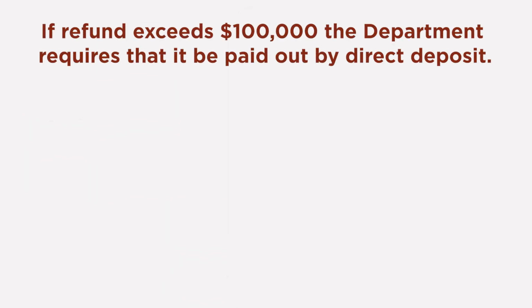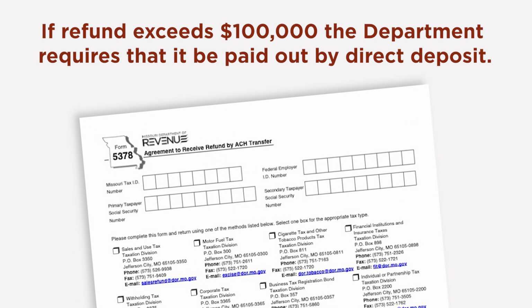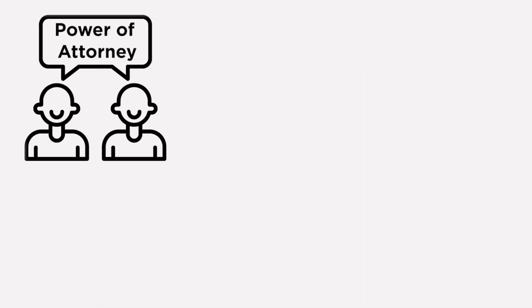If your refund amount exceeds $100,000, the department requires that it be paid out by direct deposit. For this, you must include a copy of Form 5378, completed and signed by an authorized person on the business account, providing the account information and the permission for the department to deposit the refund by ACH. If your refund amount does not exceed $100,000, you may still request that the refund be direct deposited by including a completed Form 5378. If no form is included and the refund is below $100,000, it will be mailed as a paper check. Finally, if you wish to give someone power of attorney for your claim, you must include a completed Form 2827.